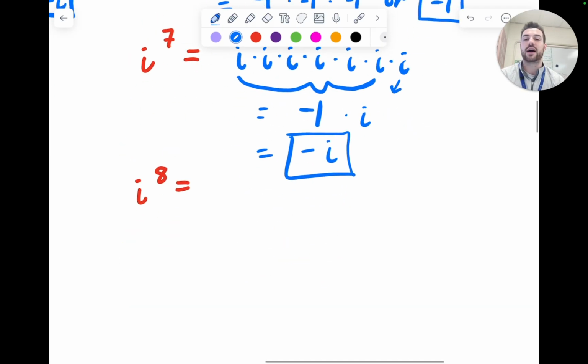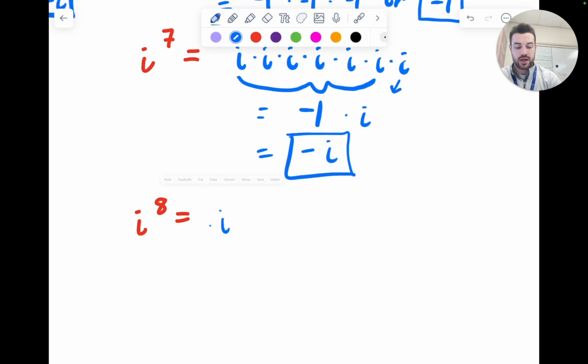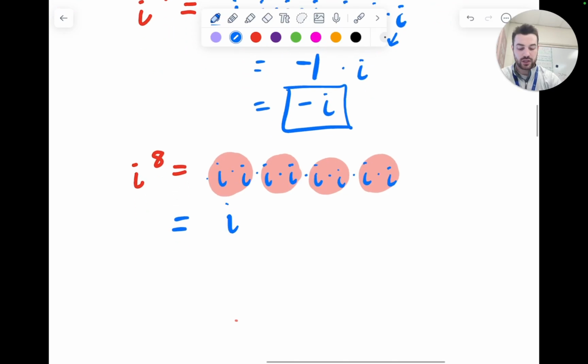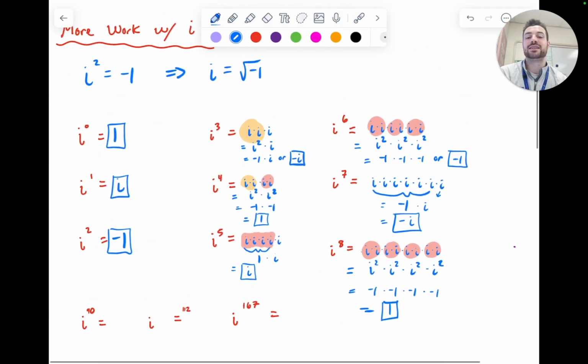And then we have i to the eighth. I'm running out of room a little bit here, so I'm going to move it down. i times i, 3, 4, 5, 6, 7, 8. So we've got some groups of 2. There's 1, there's 2, there's 3, there's 4. i squared, which is what each of these groupings simplifies to, is equivalent to -1. So we have -1 times -1 times -1 times -1, which will simplify to 1. So we have now done the first 8 powers of i.